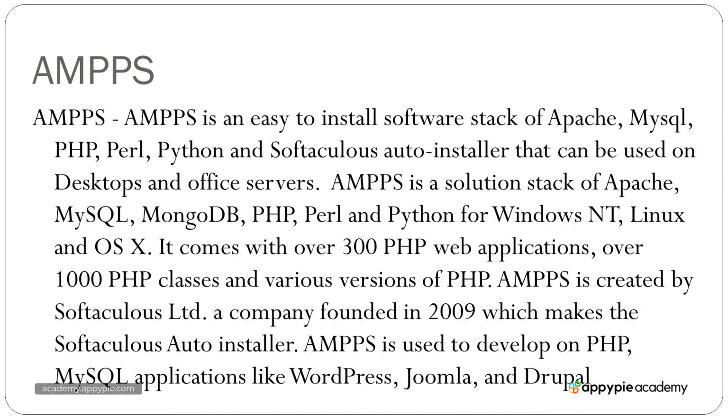With AMPPS we have Apache, MySQL and PHP, but we also have a Mongo database, Python, and a whole lot more. The really cool thing about AMPPS is that it comes with Softaculous Auto Installer. That means that you have over 300 applications ready to go to be installed within your local computer that you can utilize within your AMPPS installation.